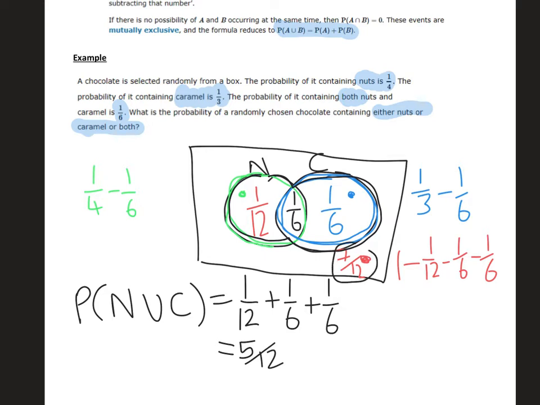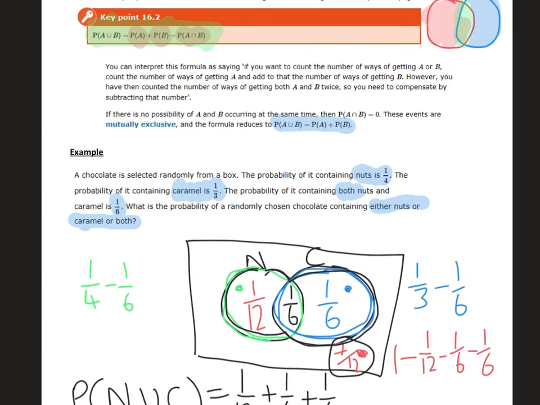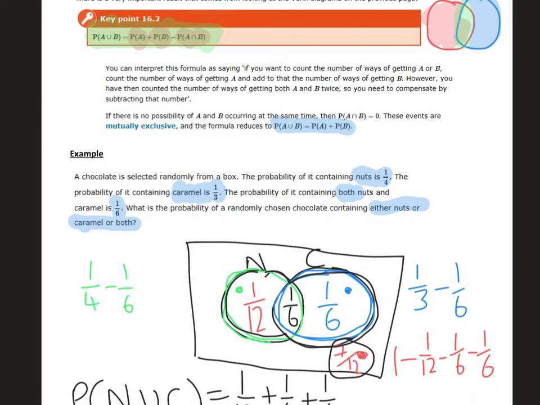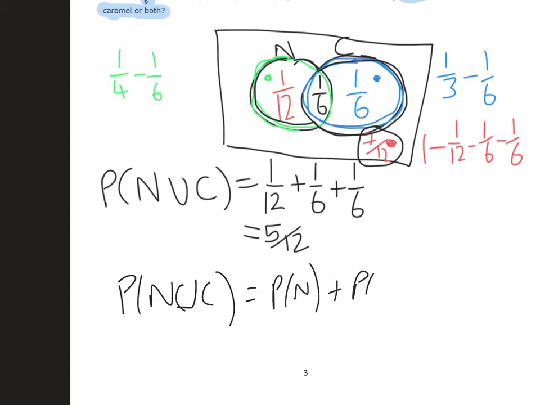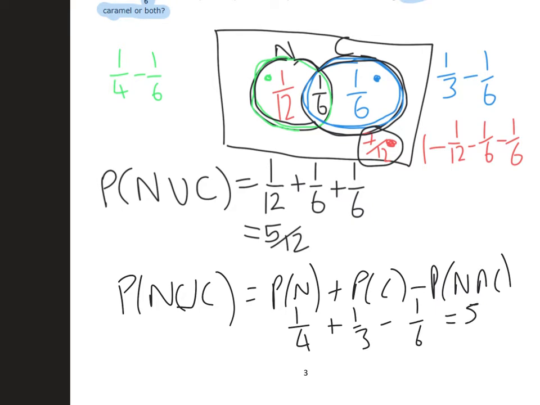So you could have got that a couple of different ways. If I knew the outside was 7/12, I could have taken that away from 1, which would have given me 5/12. I could have used the formula up here and done probability of nuts, which was 1/4, plus probability of caramel, which is 1/3, take away the probability of both, which was 1/12, and that should give me the same answer. So I could have used the formula, and done probability of nuts plus probability of caramel minus probability of nuts and caramel. So that was 1/4, add 1/3, minus 1/12, which again gives me 5/12.